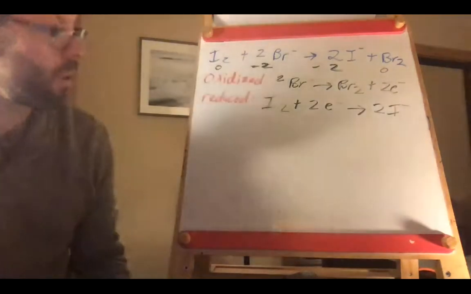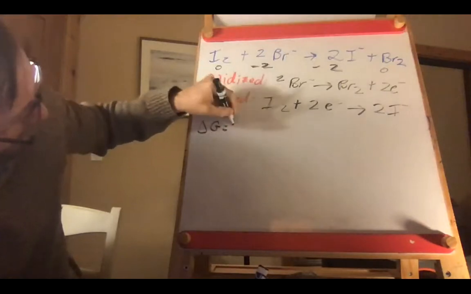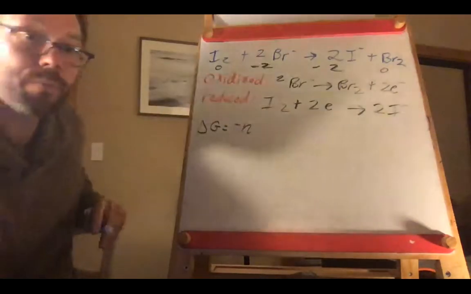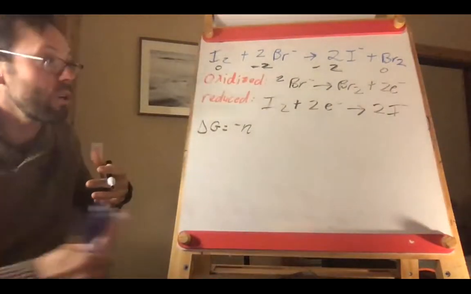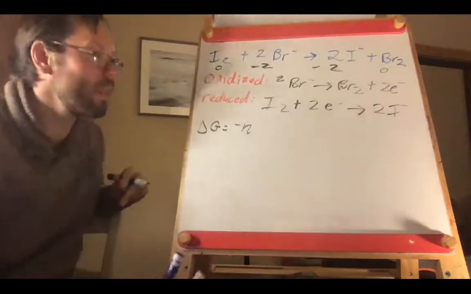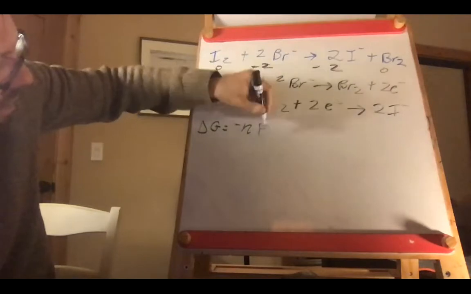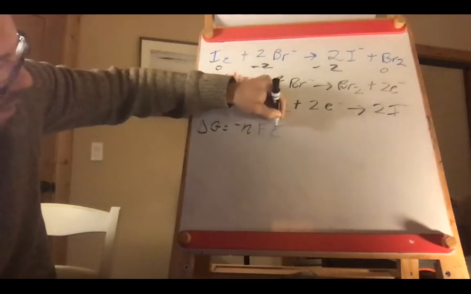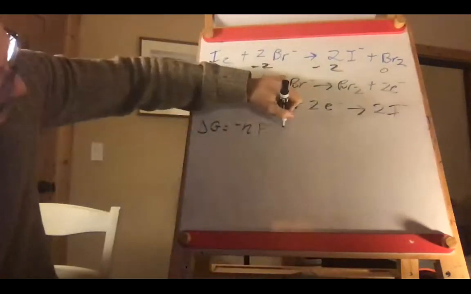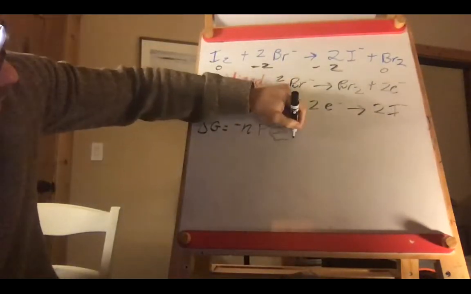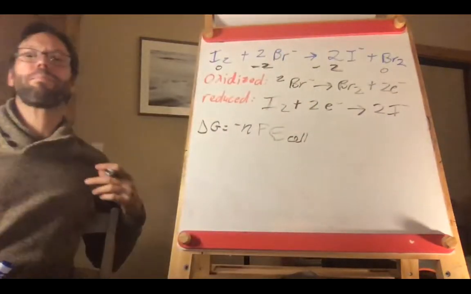So what was our equation? We said delta G equals a negative moles of electrons, so these guys here, times F times E of the cell, times the cell potential, right? Okay.